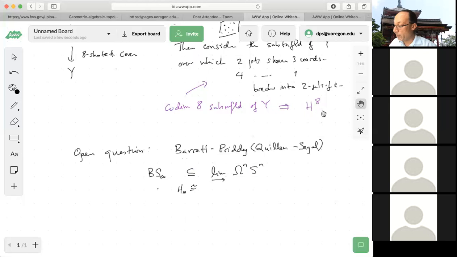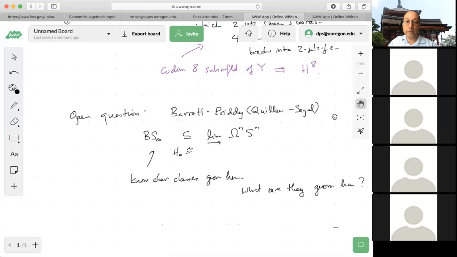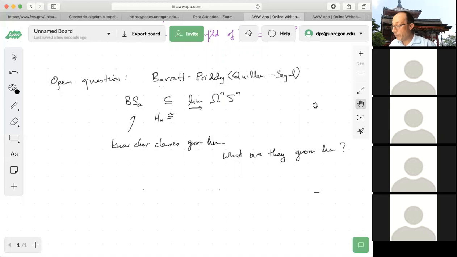We now know characteristic classes geometrically here. Now, the question is, what are they here? In other words, how could I explicitly measure, given a covering space, I measure it by counting the number of points satisfying various conditions. Now, instead of a covering map, I've got a map from a sphere to sphere. If it happens to be the image of some covering map under Pontryagin-Thom, then great, I know how to evaluate that. But the inclusion goes the wrong way. The map in cohomology would go from the right-hand side.